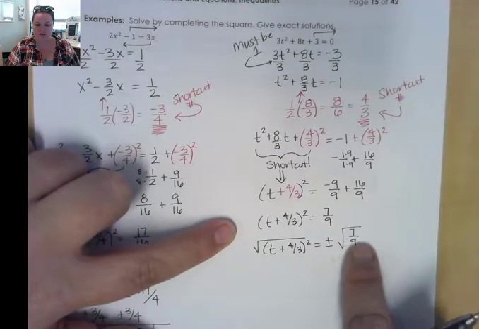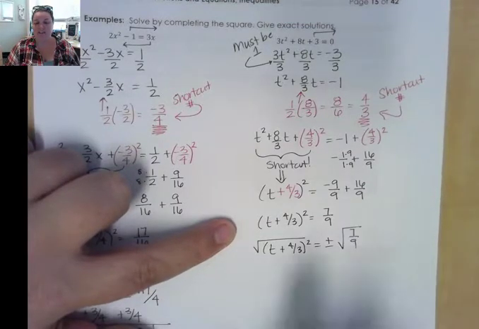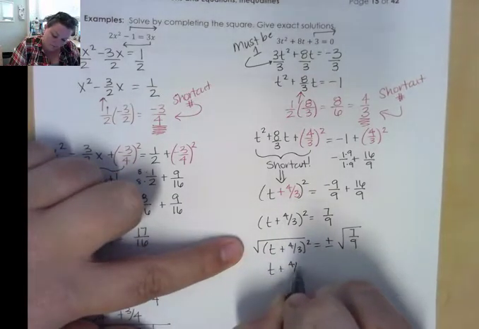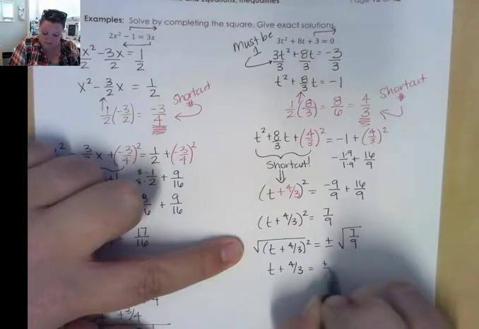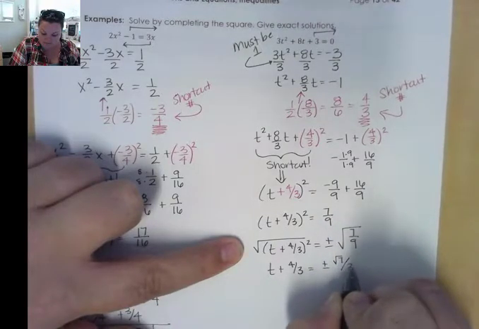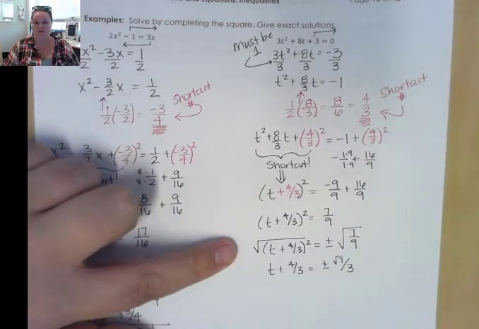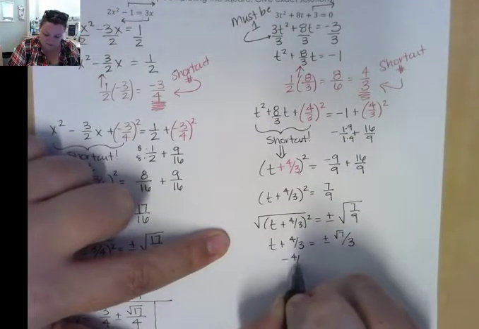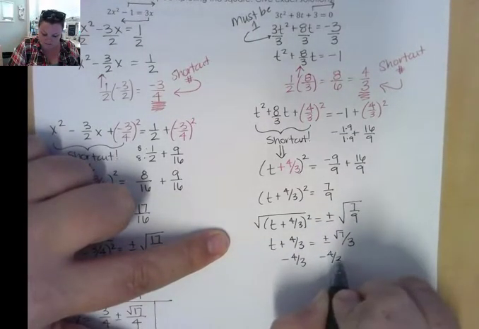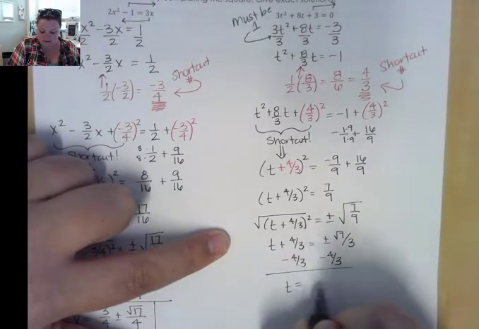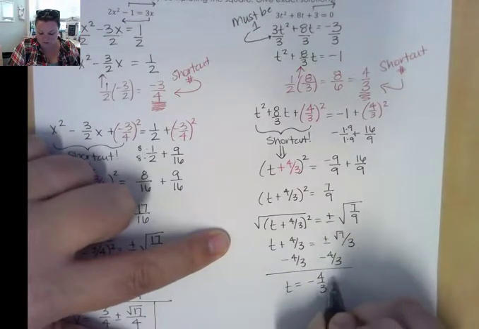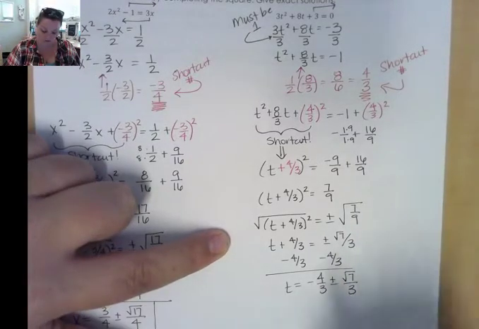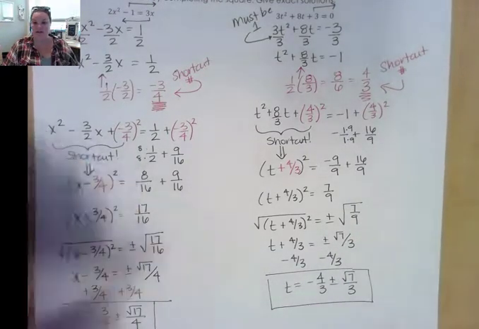7/9 is not a perfect square, but the 9 is. So I can simplify the denominator and just leave the 7 with a radical. So this gives me t plus 4/3 is equal to plus or minus the square root of 7 over 3 when I simplify the square root of 9. And then I just need to move my 4/3 to the other side. So I get t is equal to negative 4/3 plus or minus the square root of 7 over 3. And we just leave it like that.